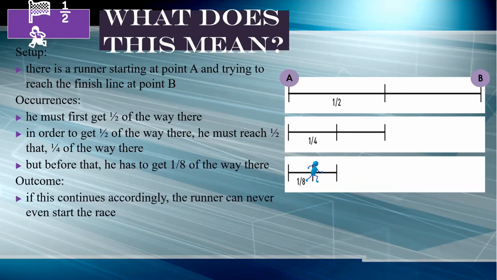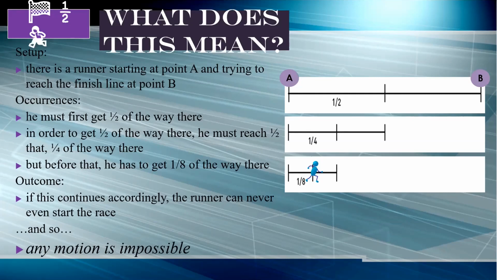And so if this continues, the runner can't ever even start the race, simply because in order to get halfway there, he first has to make it a quarter of the way there. And before that, he has to make it 1/8 of the way there. And before that, he has to make it 1/16 of the way there. And if this continues, the runner can never really even move, because before he moves, he has to make it a half of that distance that he was planning on moving. And so Zeno says that any motion is impossible.